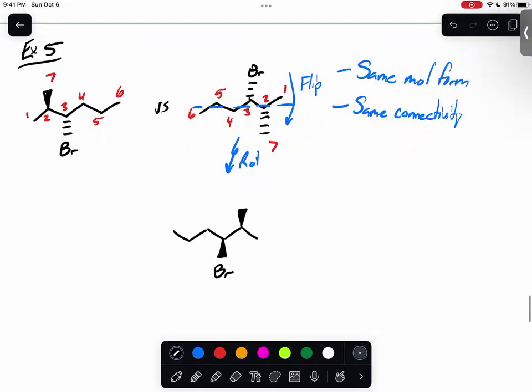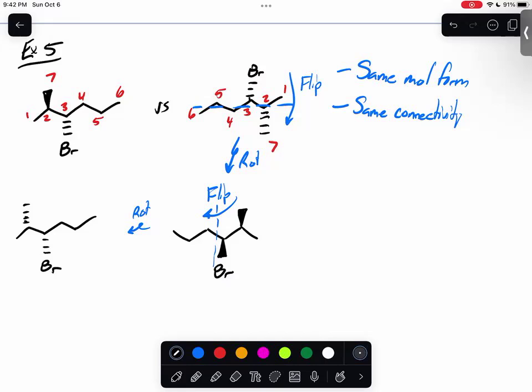And then we can do the same thing where we flip it across this axis here to put everything into the same spot as what it is in our starting structure. And what we see is now this methyl group is on a dash and this bromine is on a dash. So what this would lead you to believe is, okay, looking at this, the bromines are the same, but the methyl groups are swapped. These must be diastereomers, right?